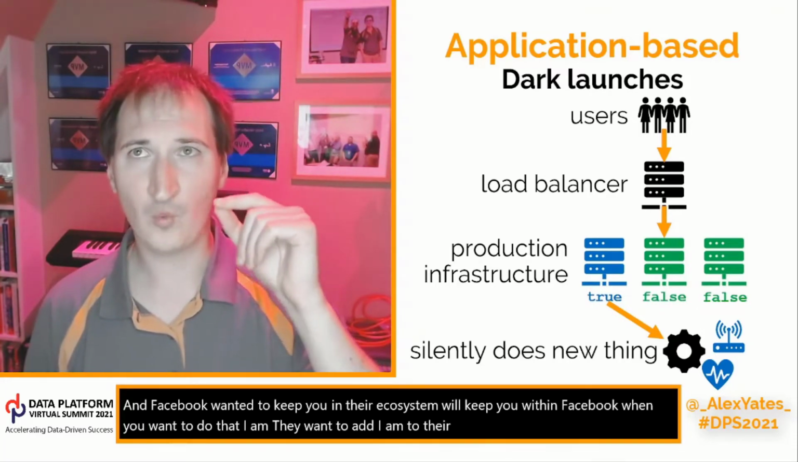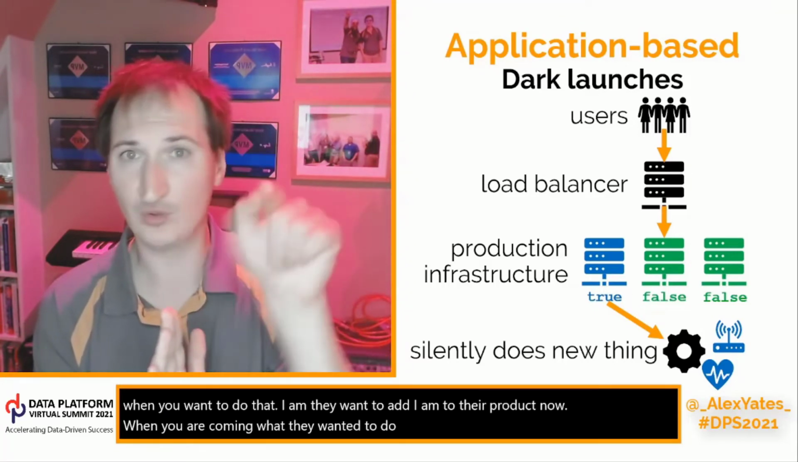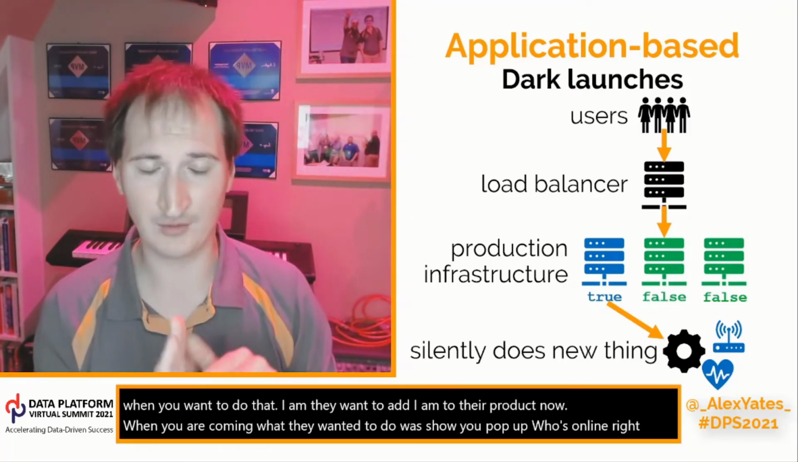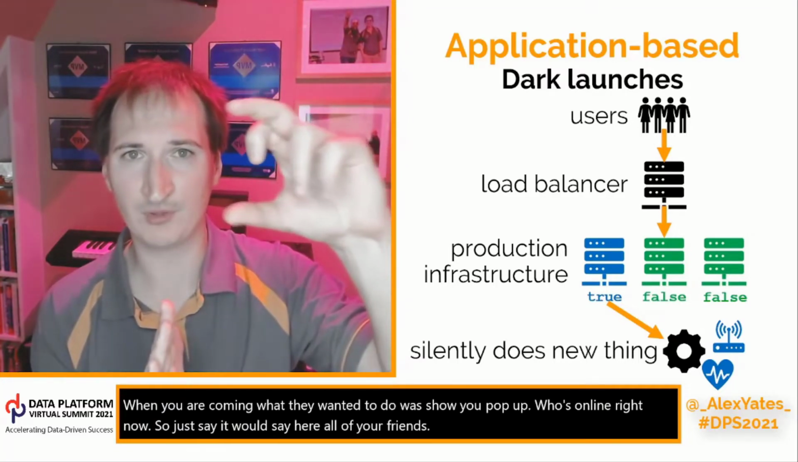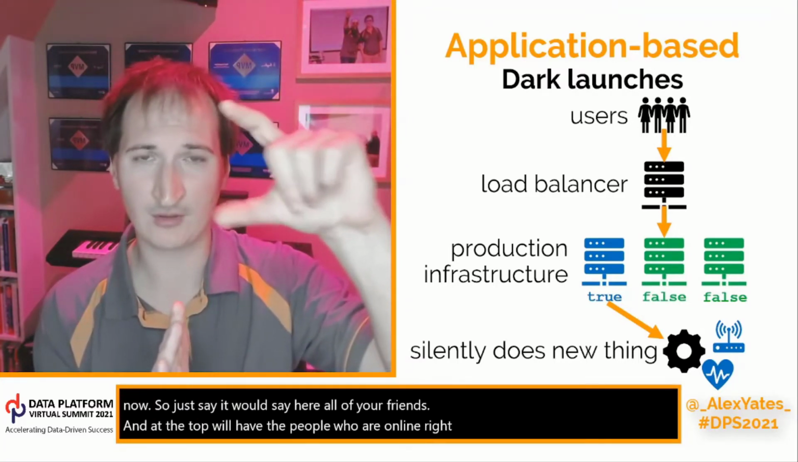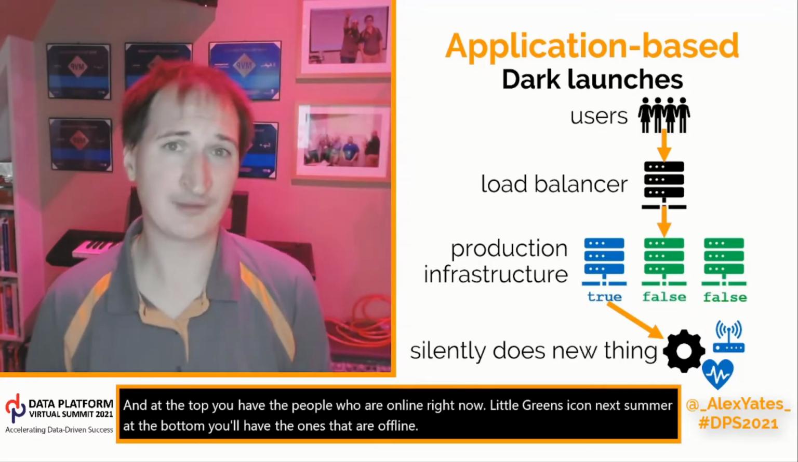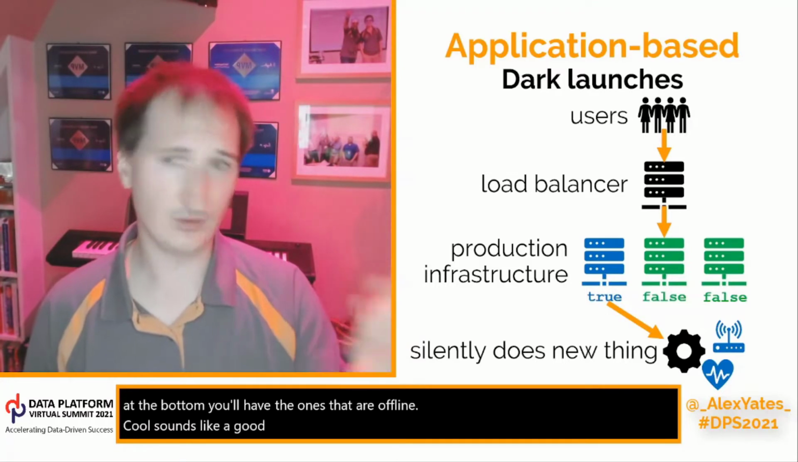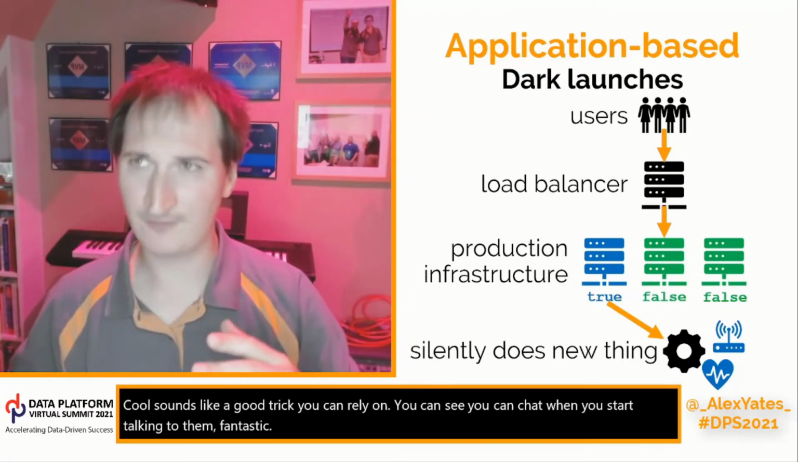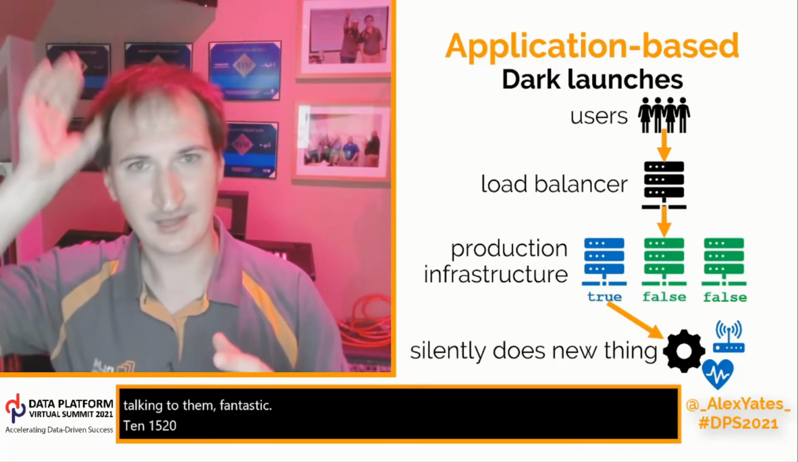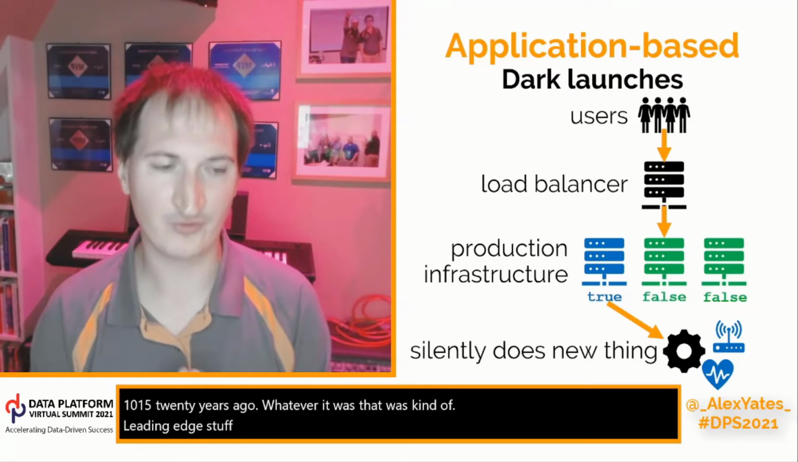Now, when you are IMing, what they wanted to do was show you a pop-up of who's online right now. So it would say, here are all of your friends. And at the top, you'll have the people who are online right now, with a little green icon next to them. And at the bottom, you'll have the ones that are offline. Cool. Sounds like a good trick. You come online, you can see who you can chat to, and you can just start talking to them. Fantastic. 10, 15, 20 years ago, whenever it was, that was kind of leading edge stuff. That was new. We hadn't seen that before.